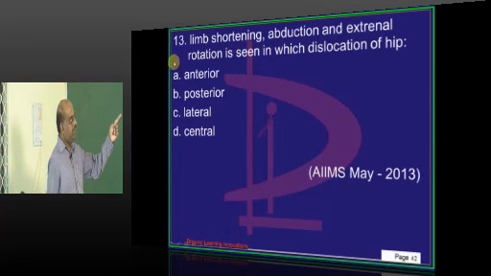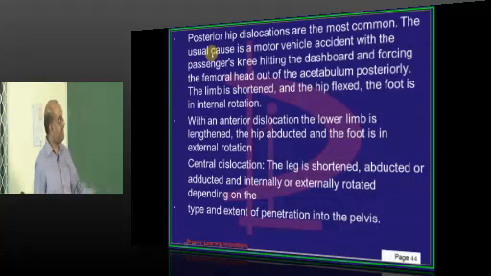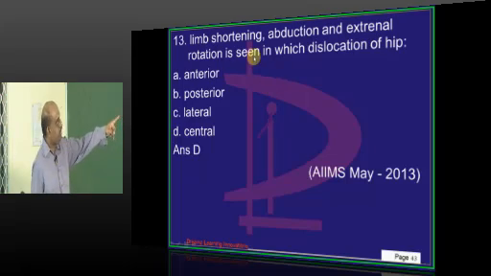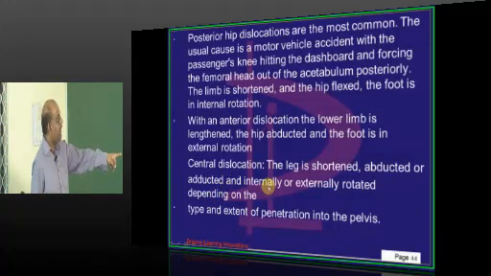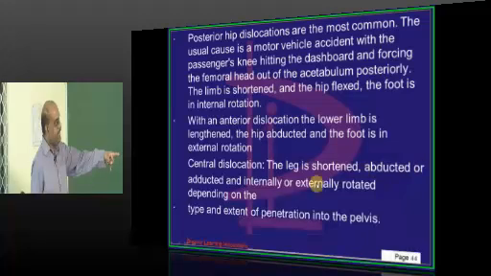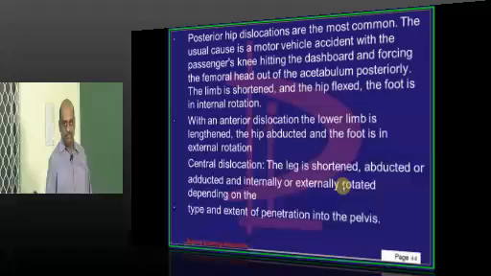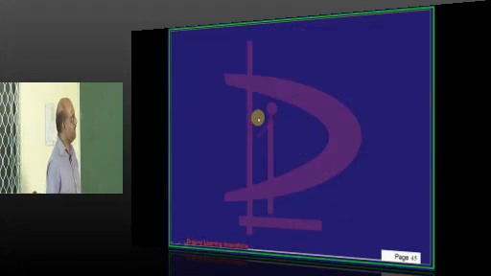Limb shortening, abduction and external rotation, where do you see? So what is the type of posturing in posterior hip dislocation? You are having shortening, flexion, internal rotation. Anterior dislocation you have lengthening, abduction and external rotation. But what was given? Shortening and abduction was given, right? So either abduction or adduction, anything can happen. Internal or external, any rotation can happen in central. But the leg is shortened. Hence the answer becomes central dislocation.